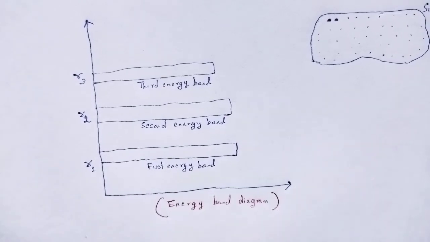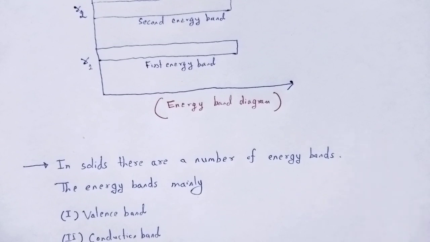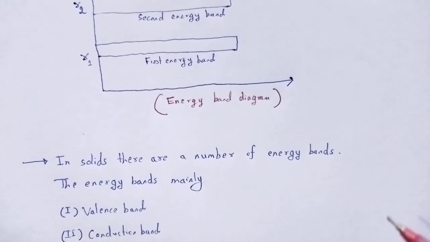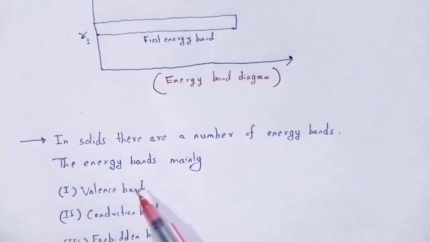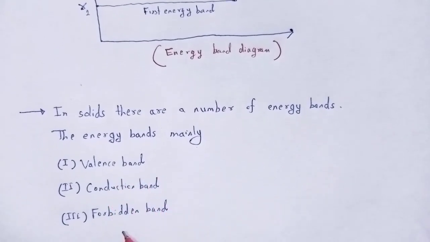In solids, there are a number of energy bands, but mainly we are dealing with three energy bands: valence band, conduction band, and forbidden band.